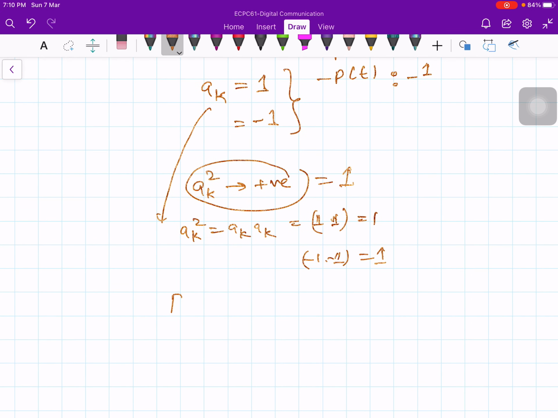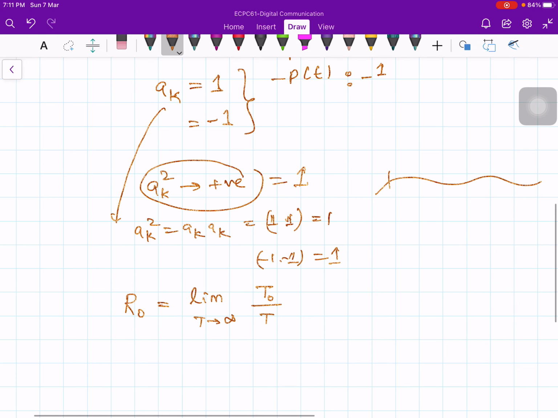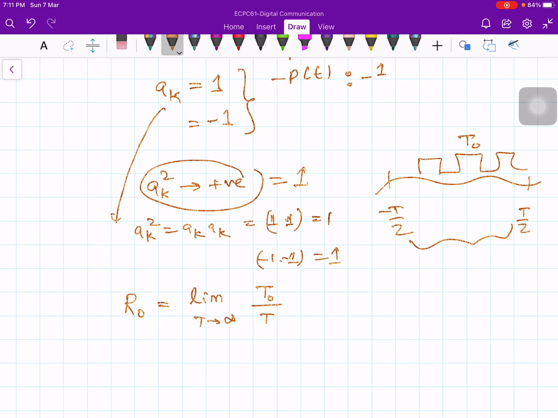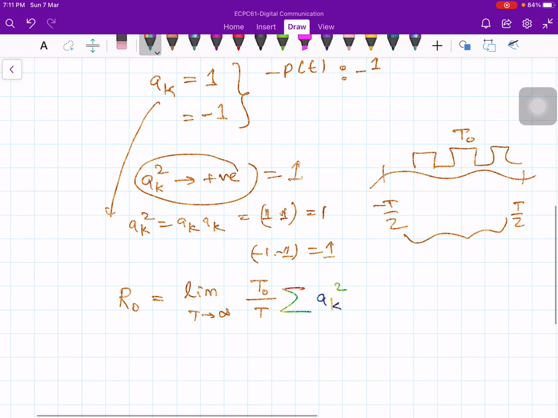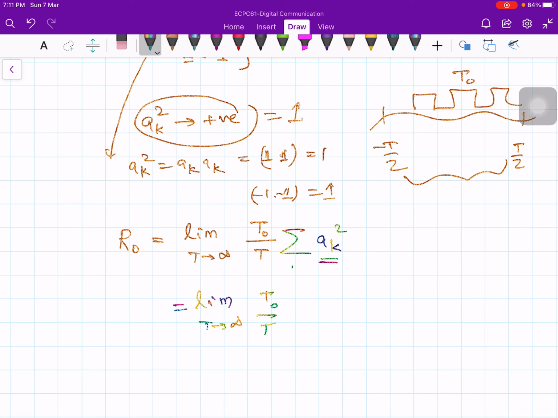Therefore, what is the formula to calculate R0? R0 is equal to limit T goes to infinity, the pulse duration divided by T. This is your observed interval, let's say minus T by 2 to plus T by 2. Within this interval, how many pulses are there? The duration of the pulse is T naught, so the total number of pulses is given by this. So from the formula, it is T naught by T times the summation of A k squared. Now limit T goes to infinity, T naught by T, A k squared, you put k equal to 1, 2 like that, then this is going to be always 1.